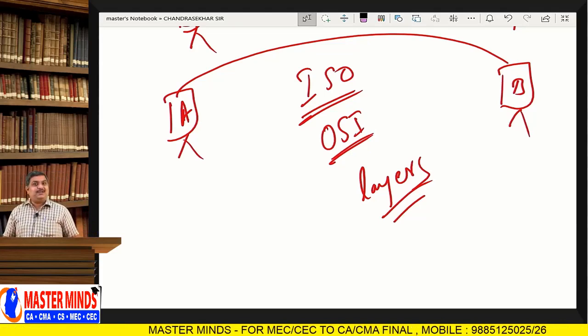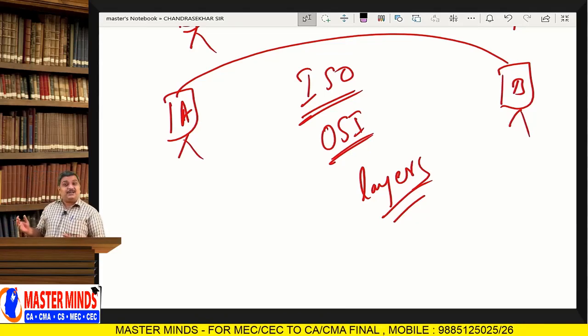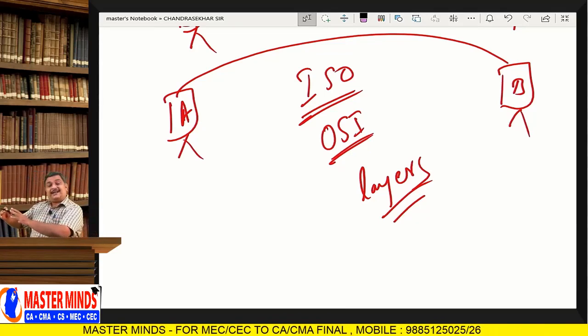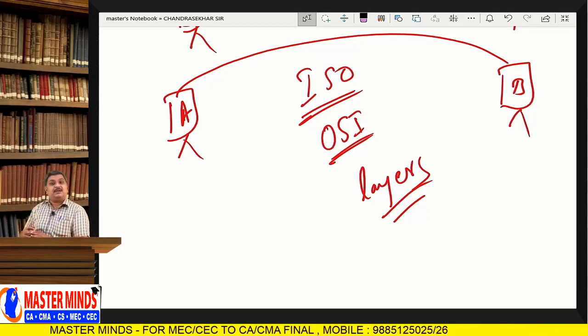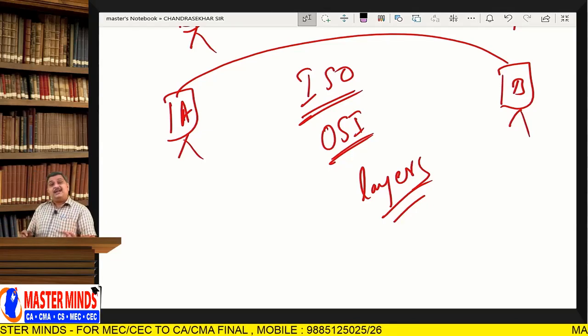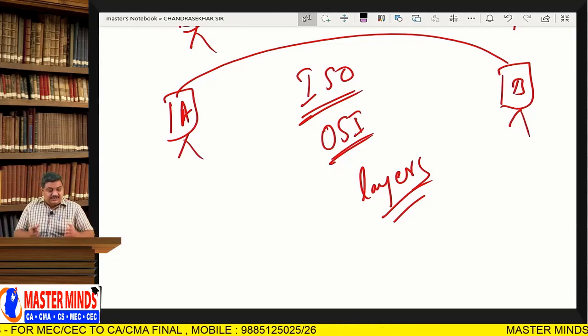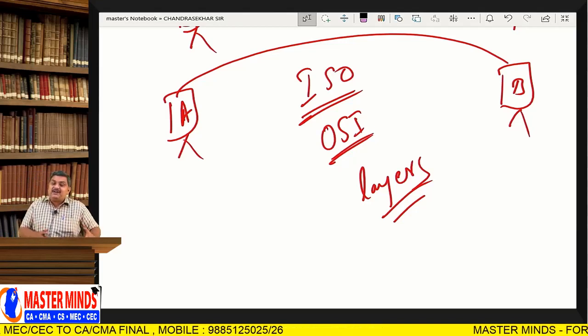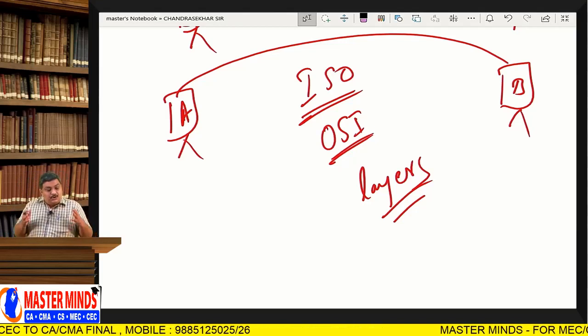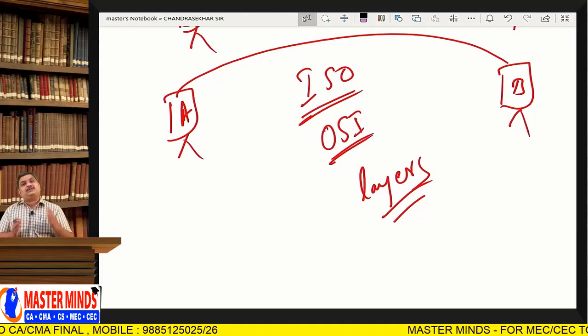There is no escape. Steps means while you are climbing the steps, you can skip one or second step and you can directly go to the third step. But in a layered model, there is no escape. That is why they are called layers. That means you have to definitely follow 7 layers to send data from one computer to another computer. That is the beauty of the OSI model.